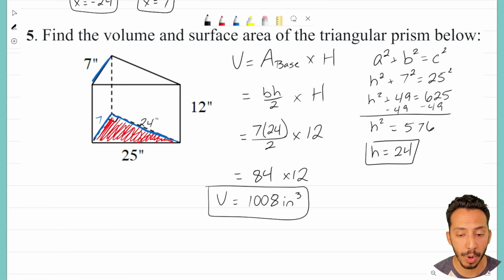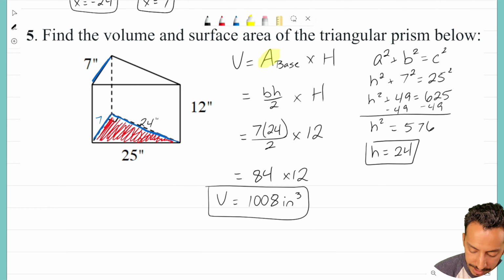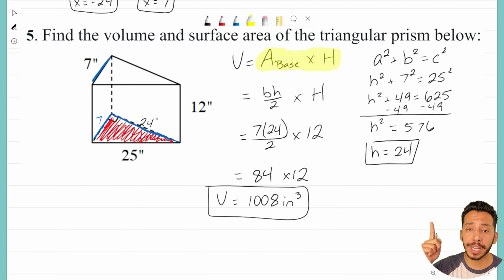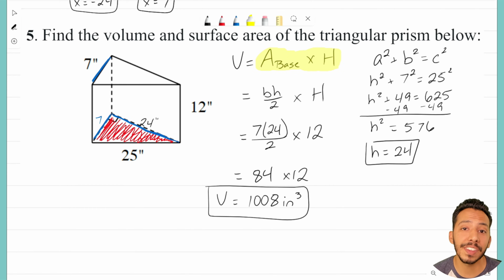Done. There you go. Always remember, volume of a prism is always going to be this formula: area of the base shape times the height. Sometimes you might have to do a little extra step. Use Pythagorean's Theorem to help you find the height. But that's nothing that you can't do. Alrighty, that takes care of our volume.